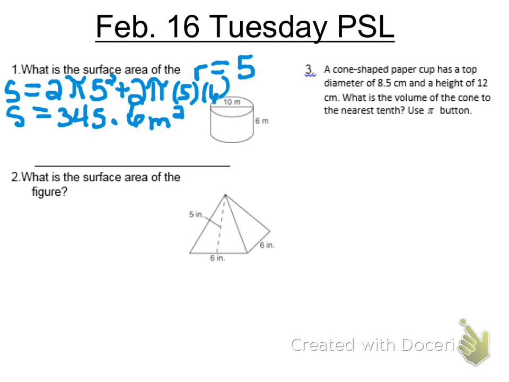Okay, number 2 is asking me to find the surface area of this figure. Well, I know it's not shown here, but this is going to be a rectangular pyramid. You should have a rectangular pyramid here. And remember, this rectangle here, or actually in this case is a square, is the base of it. See, it's 6 by 6. So that's what we need to find out, is the area of the base. It's a 6 by 6, so it's going to be 6 times 6, which is 36.